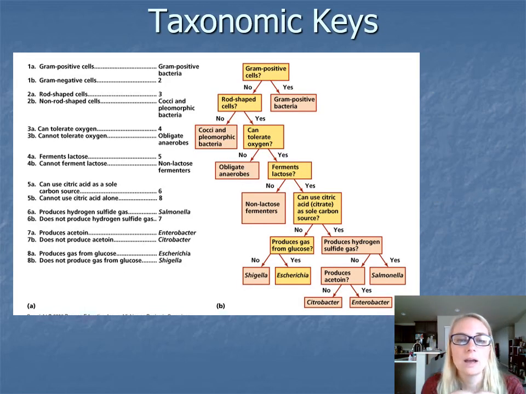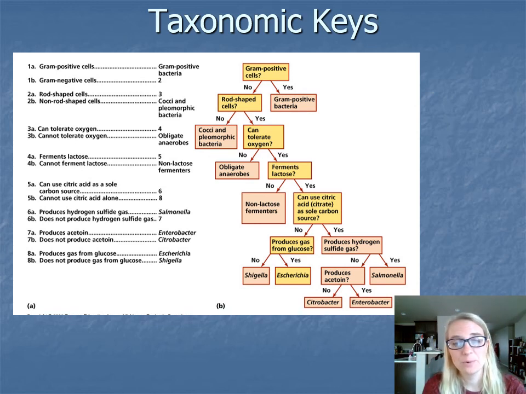And then lastly, you can use taxonomic keys, which are just a flow chart to help you identify based on some of your physical characteristics, your metabolic pathways, maybe even some DNA characteristics, which isn't shown here. It basically helps you rule out what your organism isn't based on the characteristics that your organism has, right?